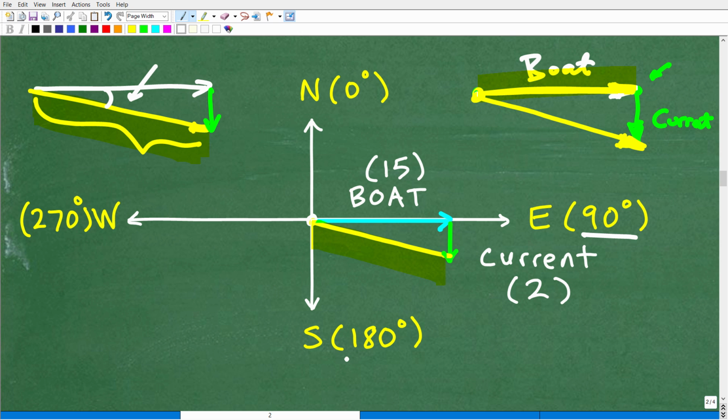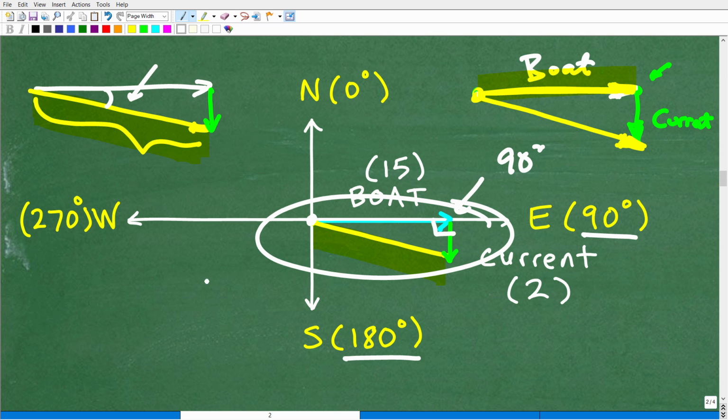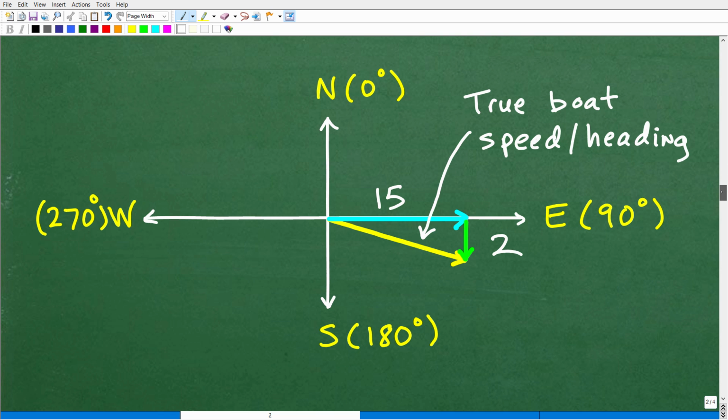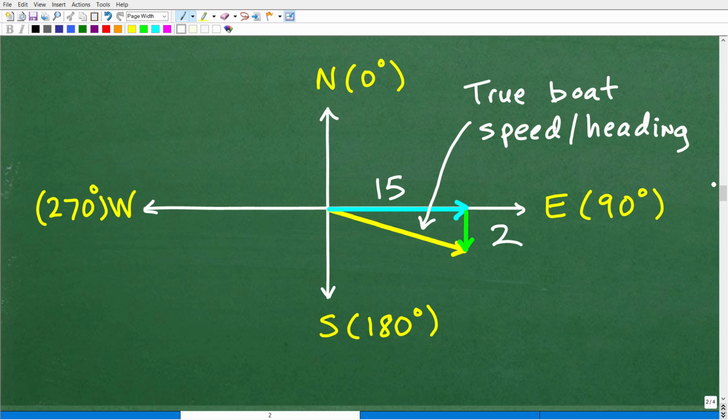And the current is going due south, which is 180. If we compare these two arrows, this is 90 degrees, so the current is 90 degrees more. This forms a right triangle, which means we're going to be able to use the Pythagorean theorem to solve this problem, at least for the length of this side of the triangle. Stick with me because we're going to get into the math right now, but this is effectively the summary of the setup.